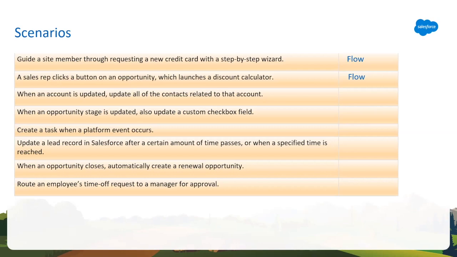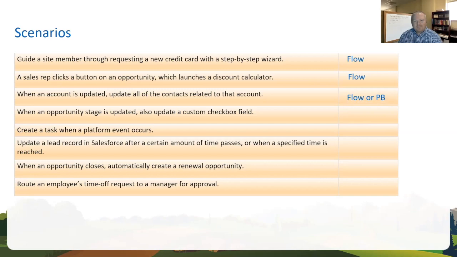Process Builder. Yeah, I agree. Flow. Either one. When an opportunity stage is updated, also update a custom checkbox field. All the above.